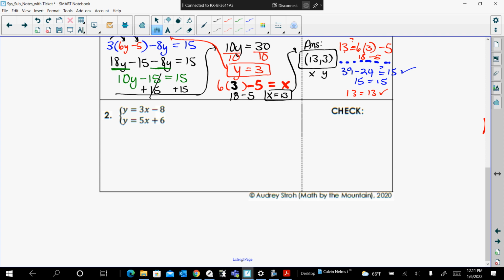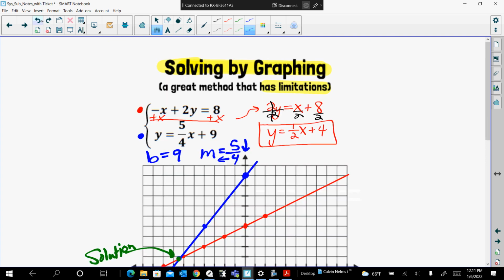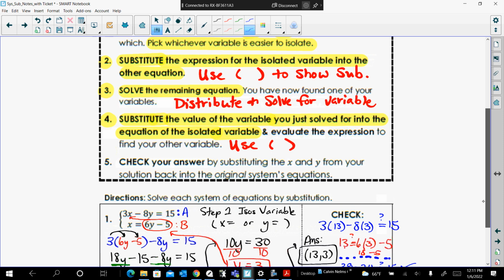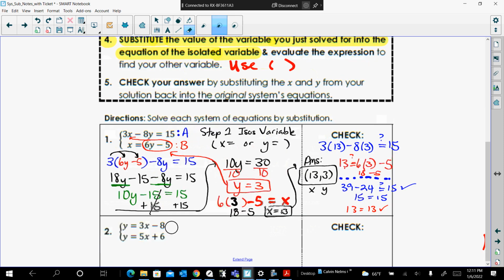All right, so we have 2 equations again. Actually, I'm going to put it on this side. Okay, so this is my A. This is my B. Which one do you want to use? Yeah, you could use the A or you could use the B.